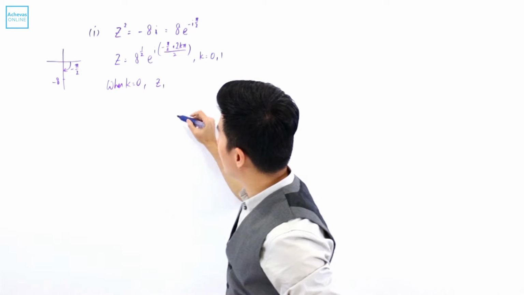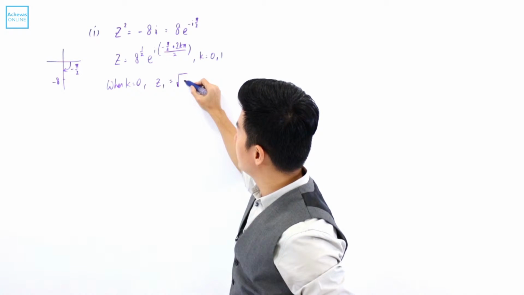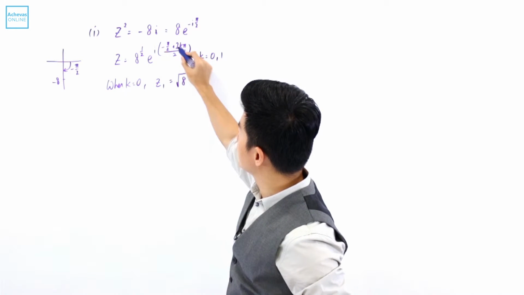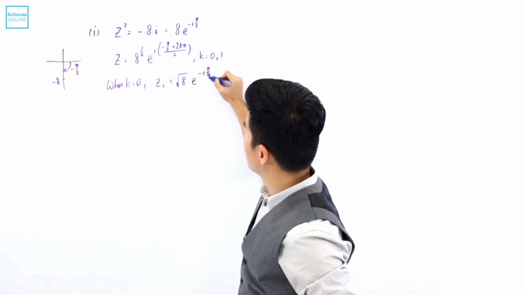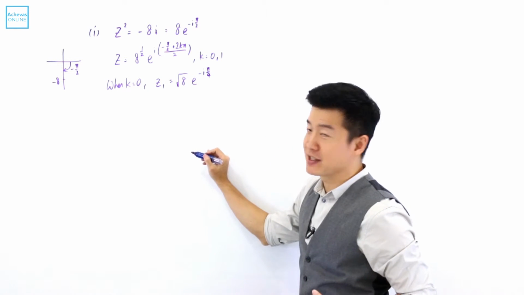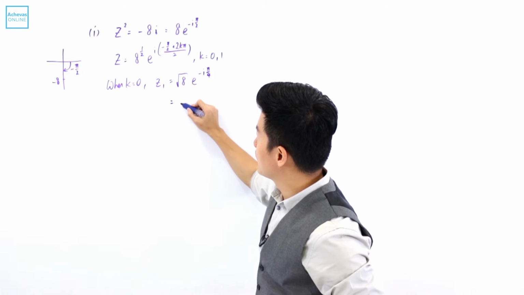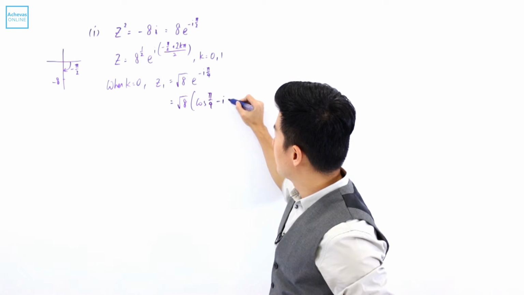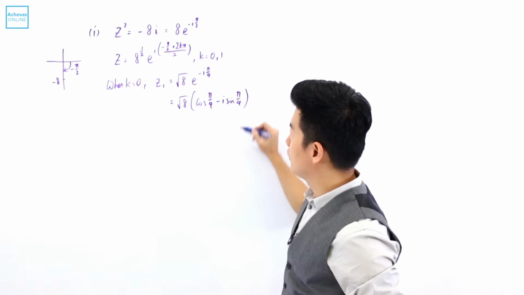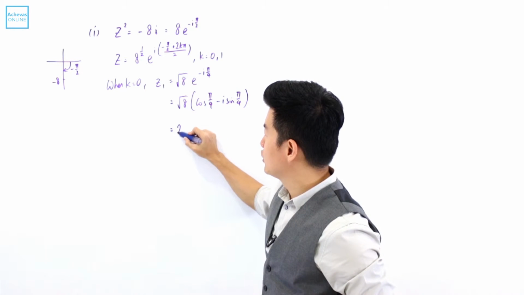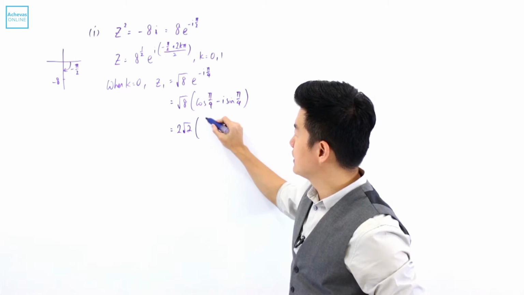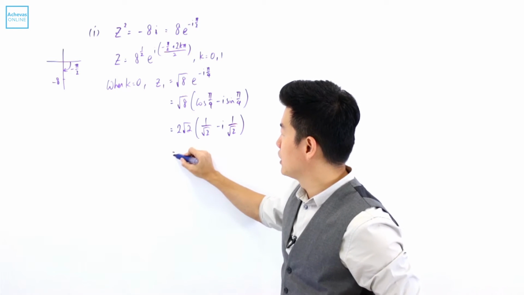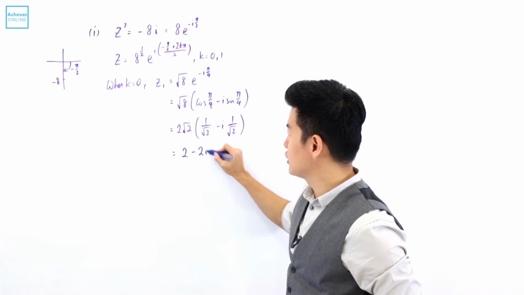I'm going to call it z1. It is equal to 8 to the power of half, which is square root of 8, e to the power of, substituting 0 into here, minus i pi over 4. Since we are supposed to re-express the roots in its Cartesian form, I'm going to rewrite this as square root of 8 of cosine pi over 4 minus i sine pi over 4. 8 is 2 square root of 2, and this is 1 over square root of 2 minus i 1 over square root of 2. So if I were to multiply in, it is 2 minus 2i.